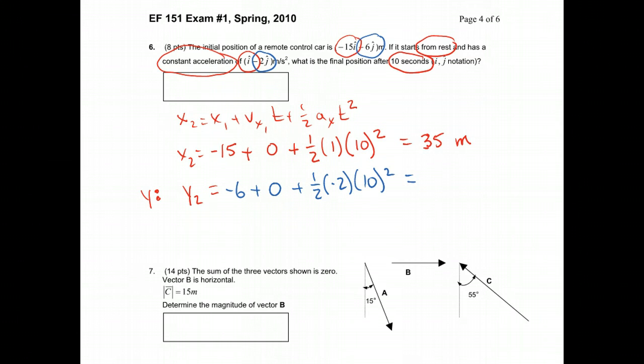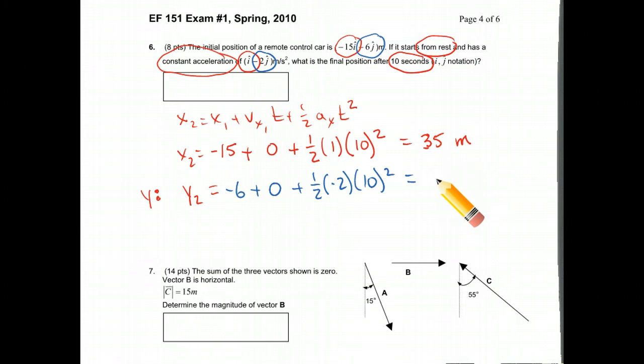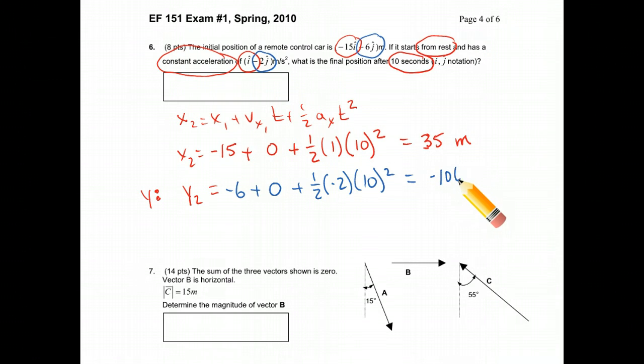Okay, so let's see what that does. Minus 6 plus 0.5 times minus 2 times 10 squared. So I'm trying to double check carefully so I don't make silly mistakes and have to come back later. Minus 106 meters.